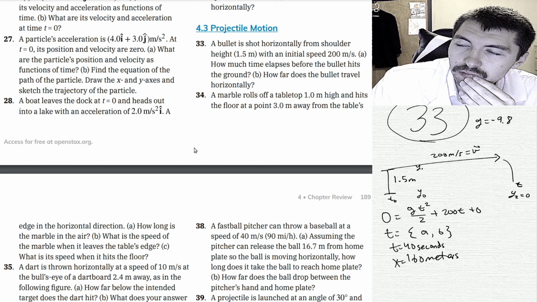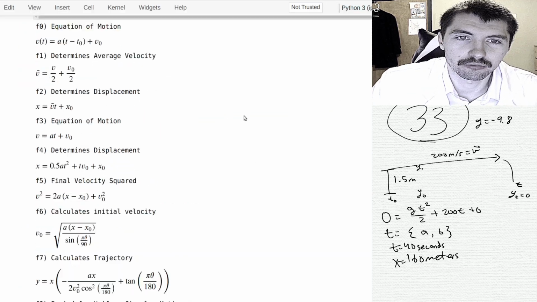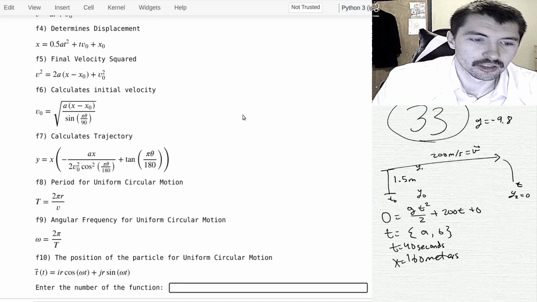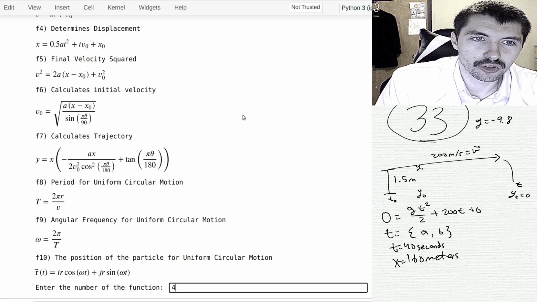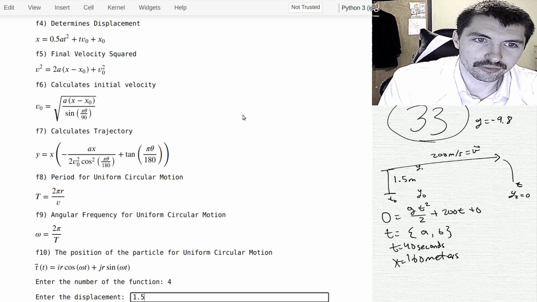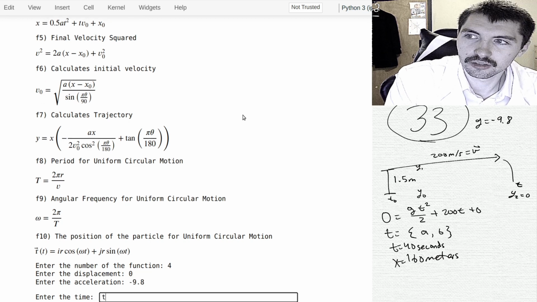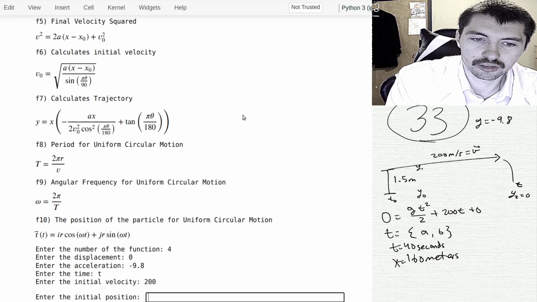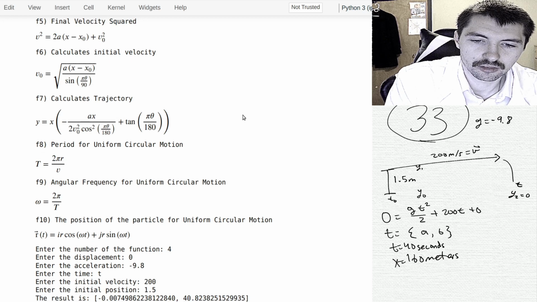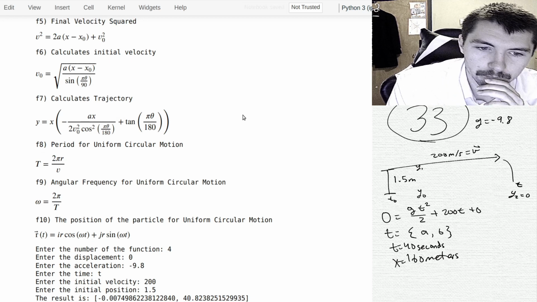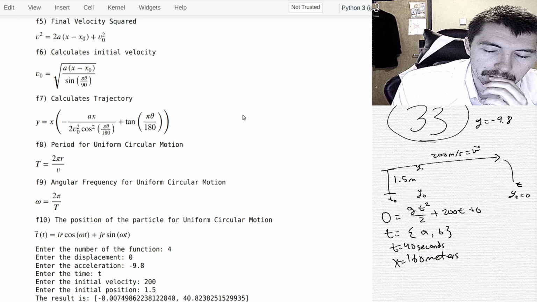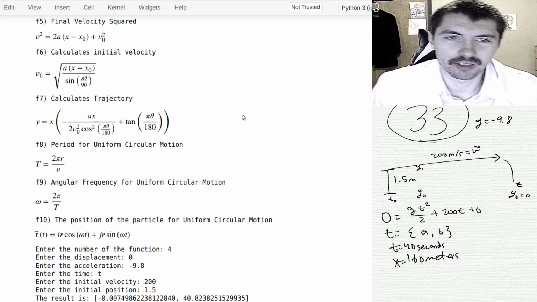Okay. 33. We can recalculate this. What do we use? 4. So displacement is actually 1.5 meters. We started. No, we want 0. Negative 9.8. t, 200, 1.5.